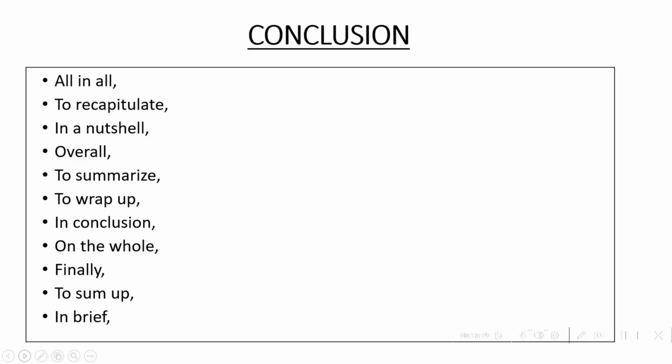And the last one is for the concluding paragraph. When you come towards the conclusion, the first linker that you can use is "all in all." So, "all in all, it can be concluded that." You can start like that, or you can write "to recapitulate," which means to summarize everything, or you can write in a nutshell, overall, to summarize, to wrap up, in conclusion, on the whole, finally, to sum up, or you can write in brief. So these were the conclusion linkers.